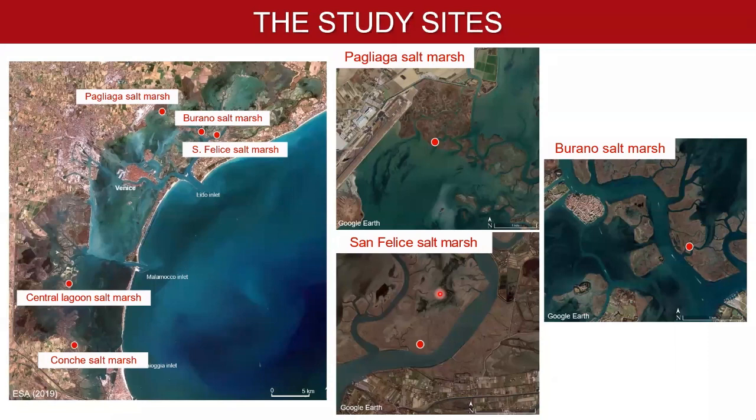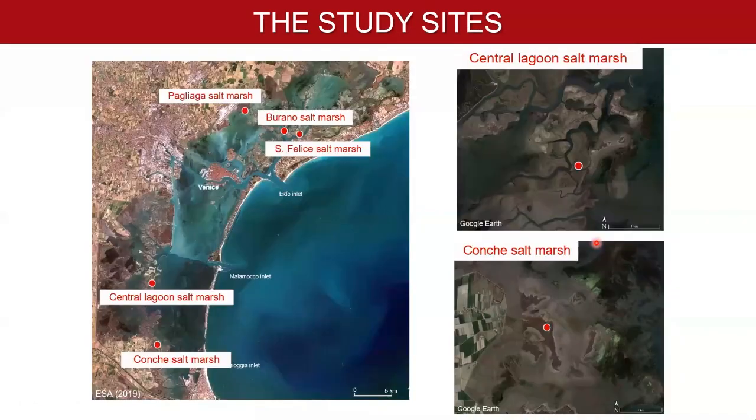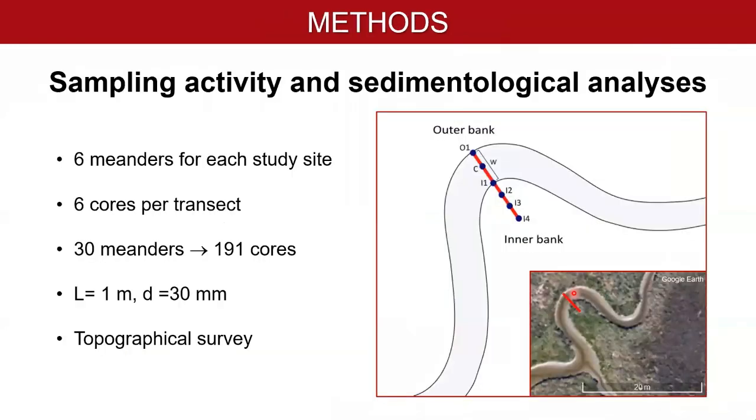The analyzed channels belong to 5 different study sites. 3 of these are in the northern lagoon, and these are the Pagliaga saltmarsh, the San Felice saltmarsh, and the Burano saltmarsh. The other 2 are in the south-central lagoon, and these are the Central Lagoon saltmarsh and the Conche saltmarsh. For the analysis, we considered 6 meanders for each study site, for a total of 30 meanders with 6 cores per transect. Besides this, some other cores were recovered for more precise data analysis, so in total we collected 191 cores.